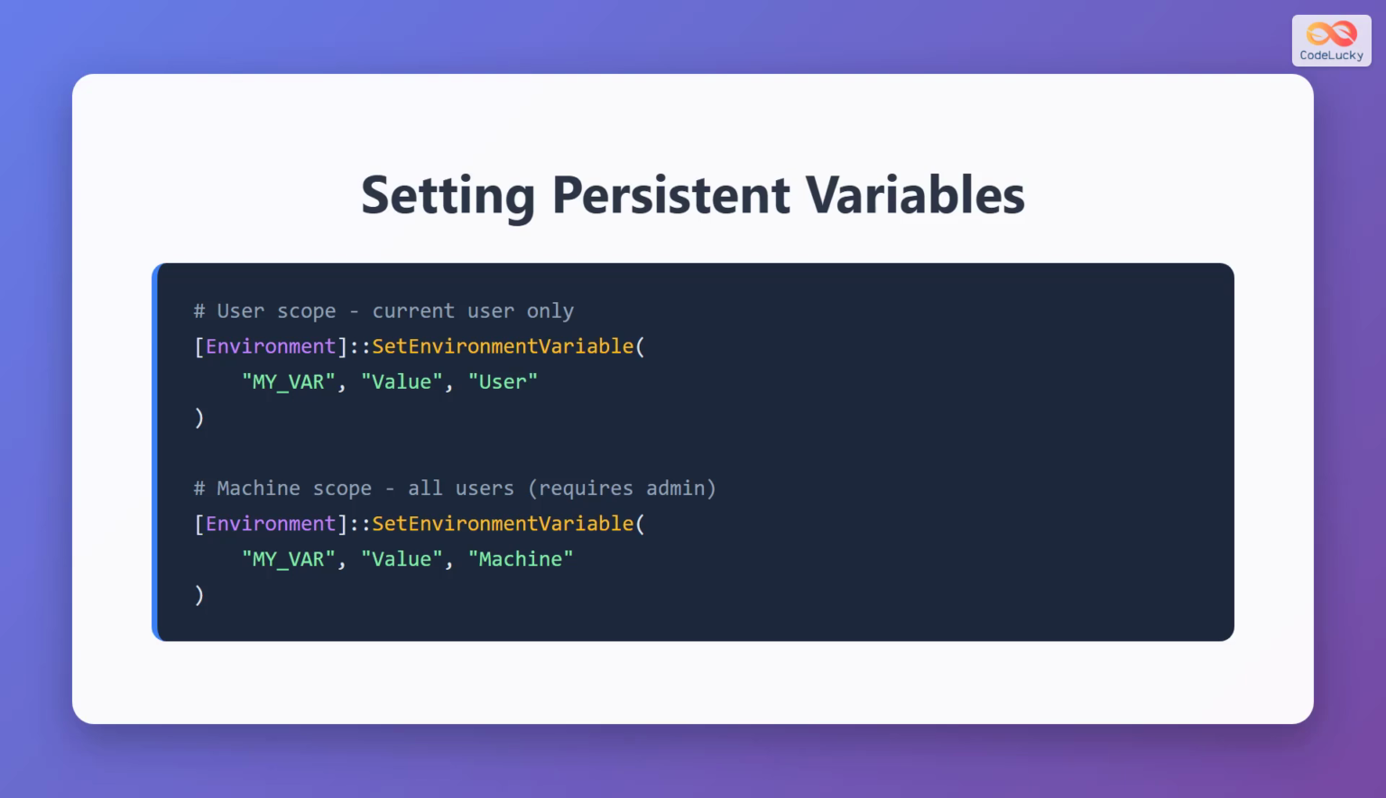To make variables persist across sessions, you need to use the .NET Environment class. For user scope, call the SetEnvironmentVariable method with 3 arguments: the variable name in quotes, the value in quotes, and the scope, which is "User". This saves the variable permanently for your user account. For machine scope, which affects all users, use "Machine" as the 3rd argument instead. Important note: setting machine scope variables requires running PowerShell as an administrator, otherwise you'll get a permission denied error.